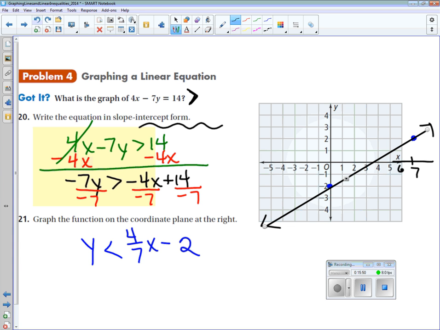Does it have a positive slope? Look at the graph. Does it rise from left to right? Okay. I made a mistake, though. I connected it with a solid line. Why is that a mistake?